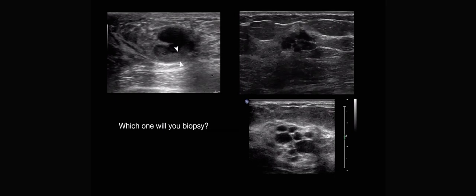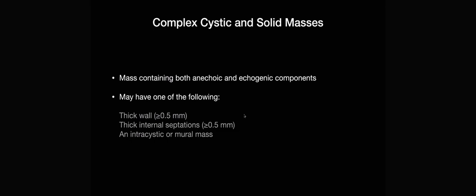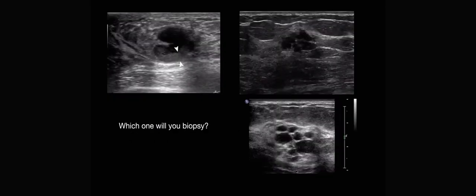the echogenicity around it. This was breast cancer and this was an abscess. And the third one was a cluster of cysts, which did not need biopsy. So now we go to the complex cystic and solid masses.